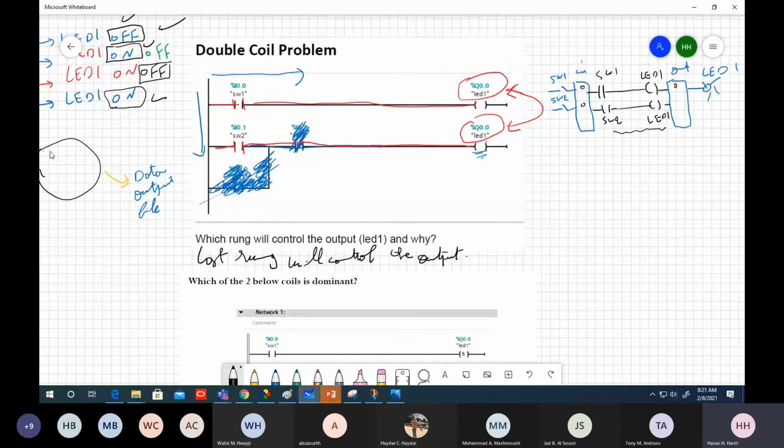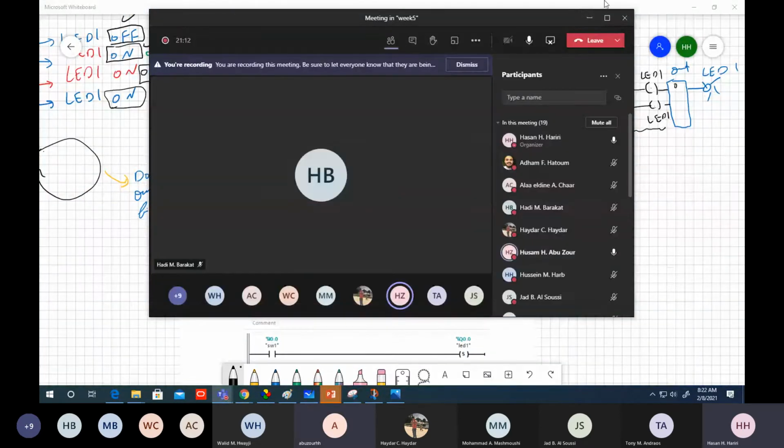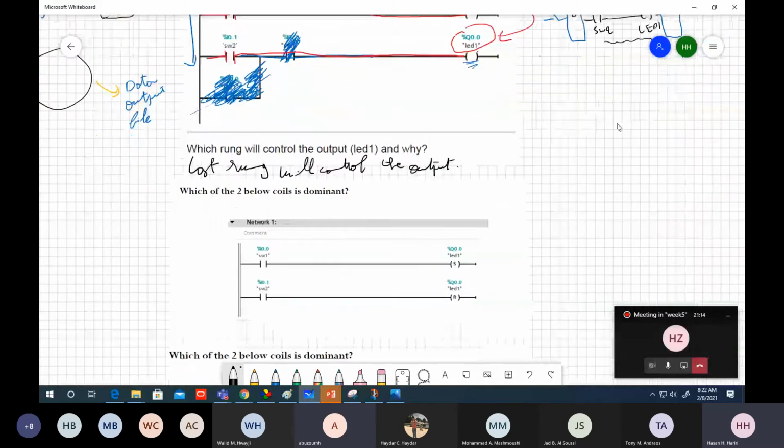Because the execution of the program comes this way, reading the data input, and at the end storing the result of the logic operation in the data output file, anything that was stored before will be overridden by the rank which comes after it. So the data output file will be overwritten by the rank that's coming after it. You get it, Hussam? Are you fine now? Yes, I understand.